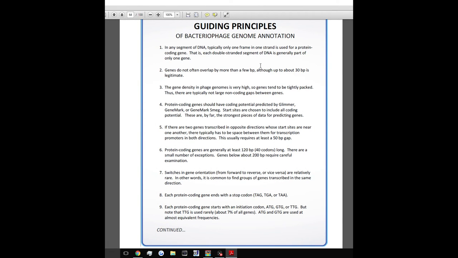Today we're going to be going over the guiding principles that are in the annotation guide as of 2015. So I will leave the download link to that guide in the description as well. I recommend reading these as we go along, or you can just watch the video here.